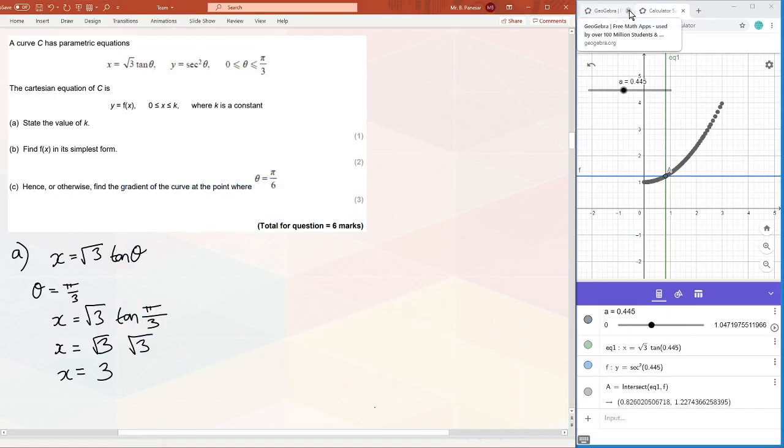Part B, find f of x in the simplest form. So as you've got tan theta and sec squared theta, I'm thinking of trig identities. If you can't remember what the trig identities are in year 13, go back to year 12 and try and derive them from there.